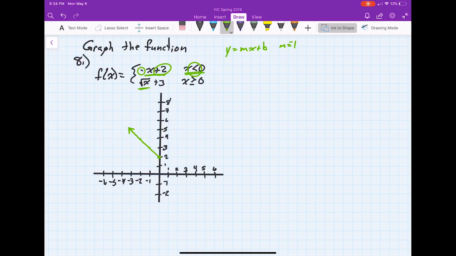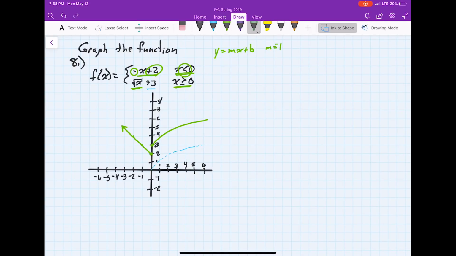Now a normal square root function would be graphed somewhat like this, and we are transitioned up 3, so let's just move the start point up 3, and there you go. There are the graphs of those two functions on the same graph.